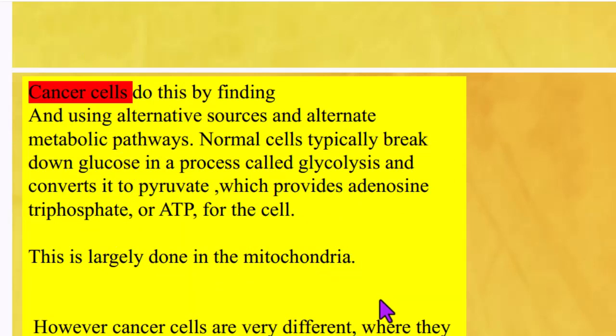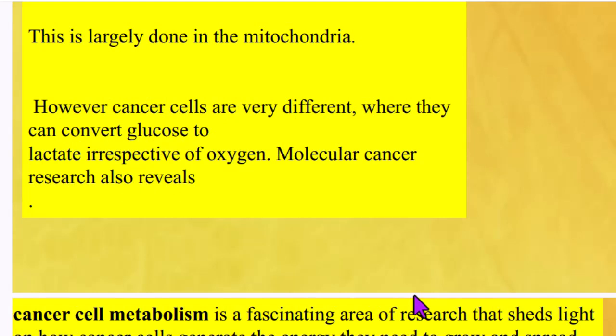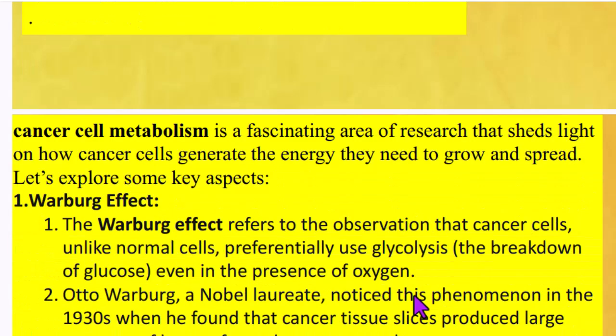Normal cells typically break down glucose in a process called glycolysis and convert it to pyruvate, which provides adenosine triphosphate, or ATP, for the cell. This is largely done in the mitochondria. However, cancer cells are very different, where they can convert glucose to lactate irrespective of the oxygen. Molecular cancer research also reveals cancer cell metabolism is a fascinating area of research that sheds light on how cancer cells generate the energy they need to grow and spread.